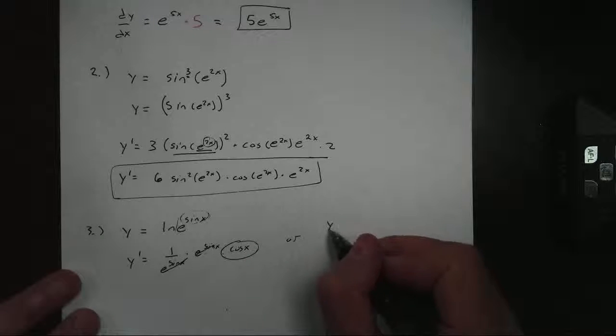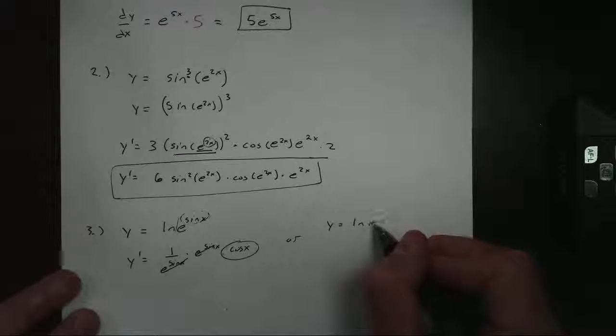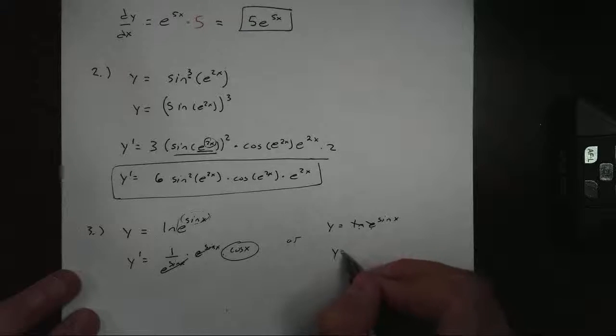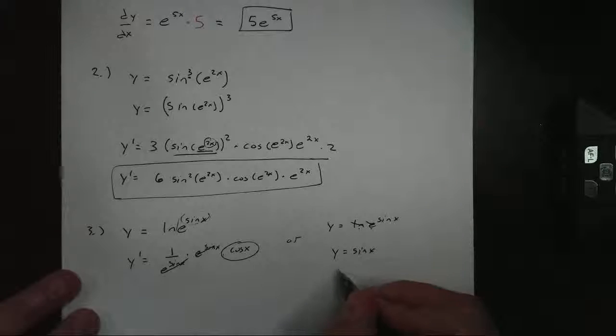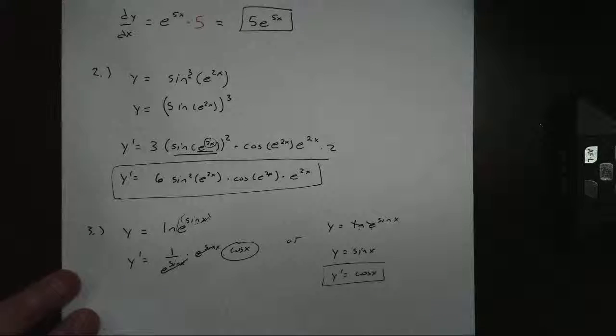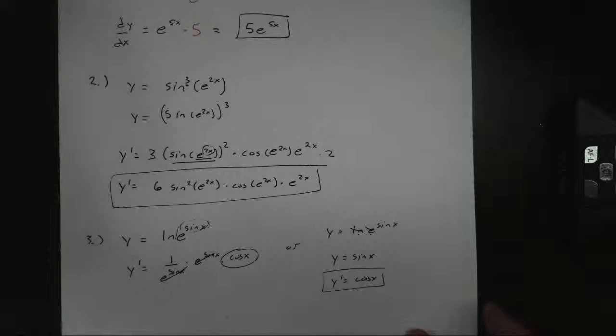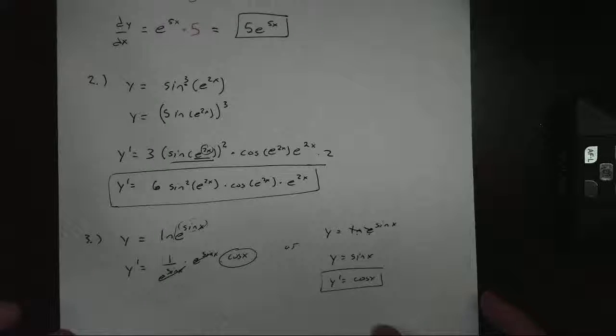Or I can remember my natural log rules. In other words, natural log and e cancel each other out. And so we get y equals just sine of x. And the derivative, yep, is just cosine of x. So your log properties are helpful in a lot of these situations right here. So let's take a look at a few more examples here.